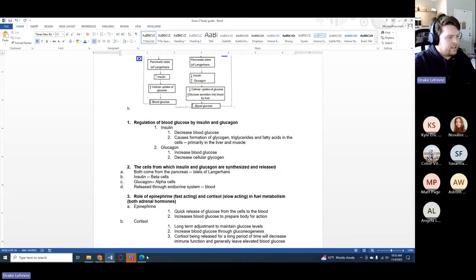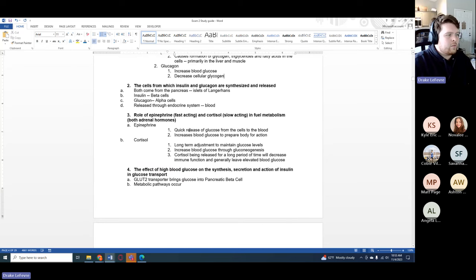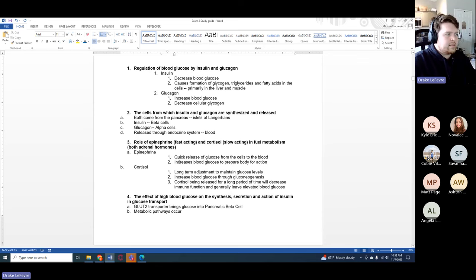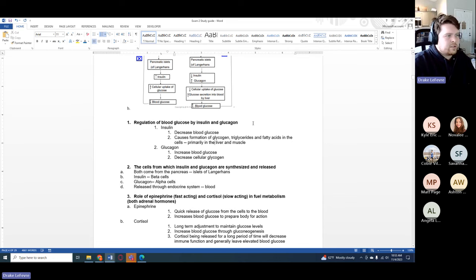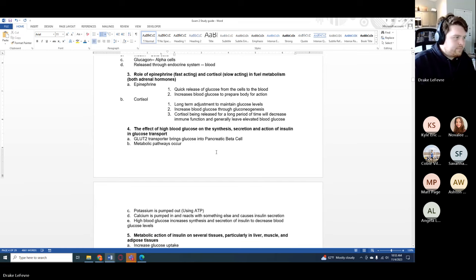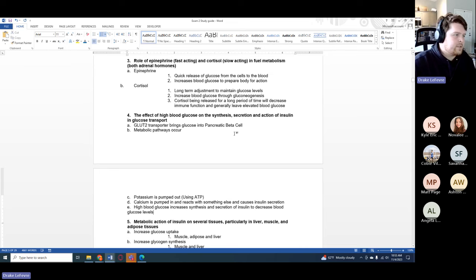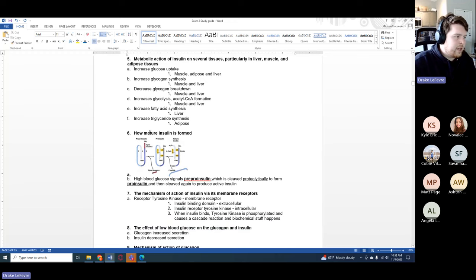A lot of this study guide is very repetitive in the way he has it laid out. You'll see it's the same thing over and over again with epinephrine and insulin and glucagon, just asked in different ways. So you'll have a good handful of questions about insulin and glucagon and how it interacts with the body. With those questions, you might get a long story. If you get a long story, skip to the end, read it and see what it's asking. What else? Even how mature insulin is formed, we already asked that question earlier.